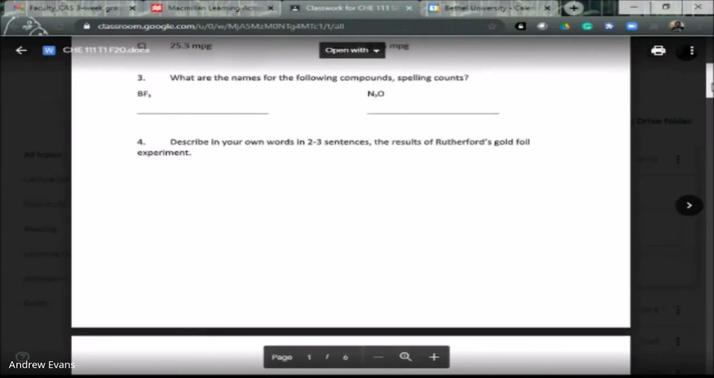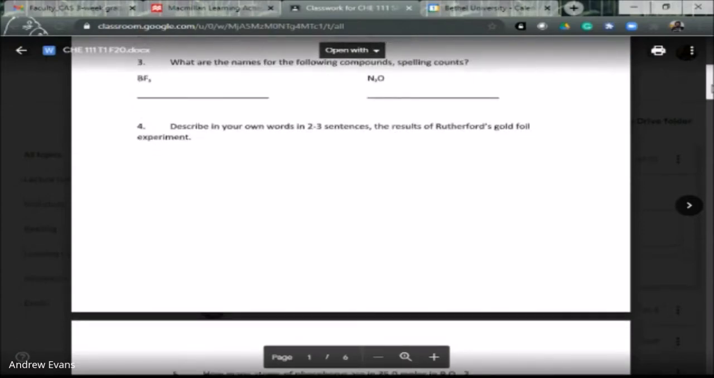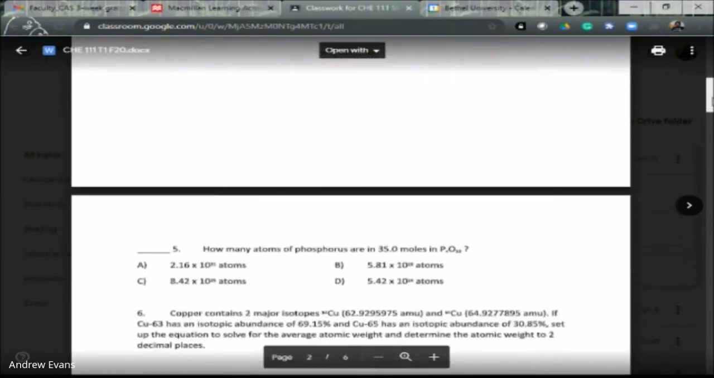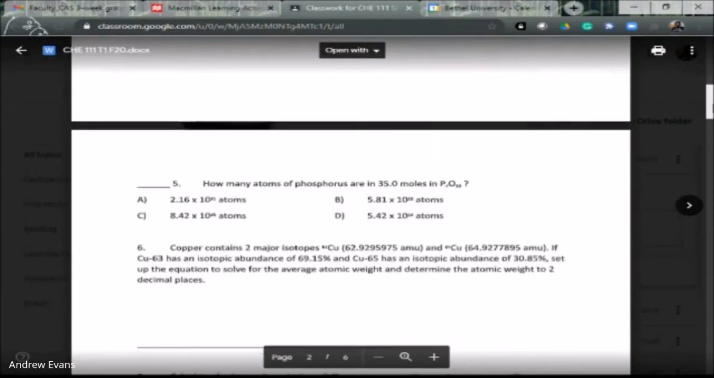Describe in your own words, 2 to 3 sentences, the result of Rutherford's gold foil experiment. There's an explanation; basically just use your own words. Rutherford shot gold foil with alpha particles. They expected the alpha particles to punch through and prove the plum pudding model. It rejected that, and we saw the nuclear model, because we have a dense nucleus and the particles ricocheted off the atoms.